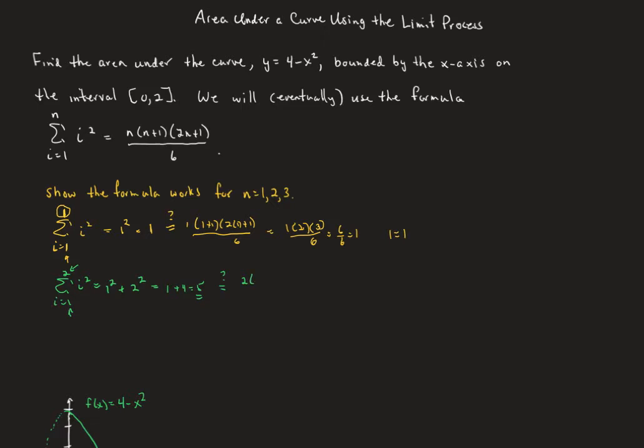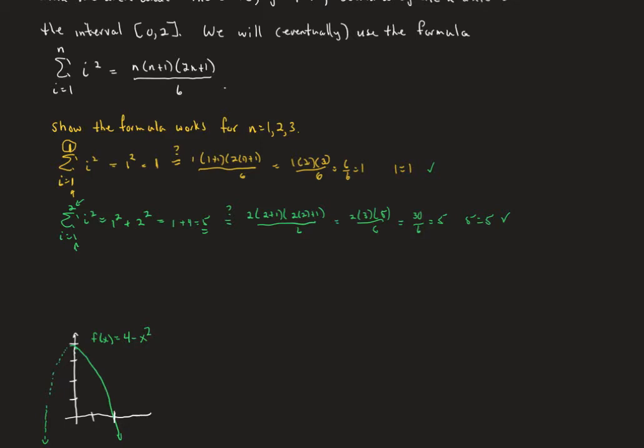Now on the other side, we're plugging in 2 where we see the n's. So that first n is going to be 2 times 2 plus 1 times 2 times 2 plus 1, all over 6. And so that's going to be 2 times 3, and 2 times 2 is 4, plus 1 is 5, all over 6. So we can see that's going to be 30 divided by 6, and indeed that's equal to 5. So we showed that 5 is equal to 5. So our formula has worked so far for n equals 1 and for n equals 2. We'll do this one more time just to try to convince you.